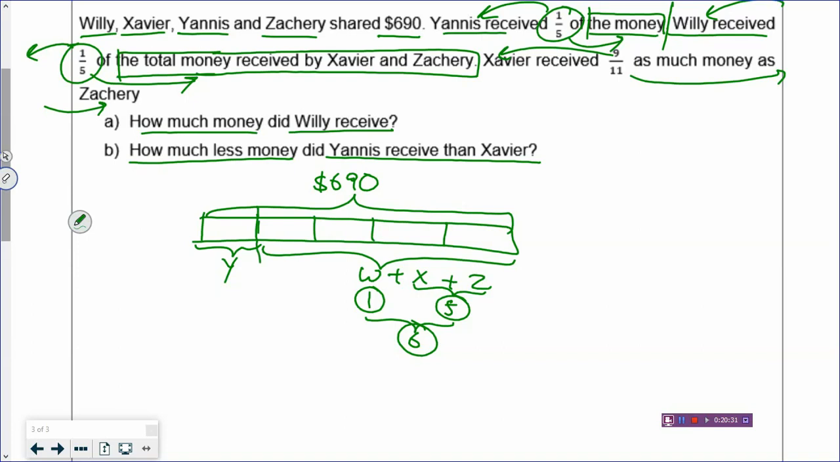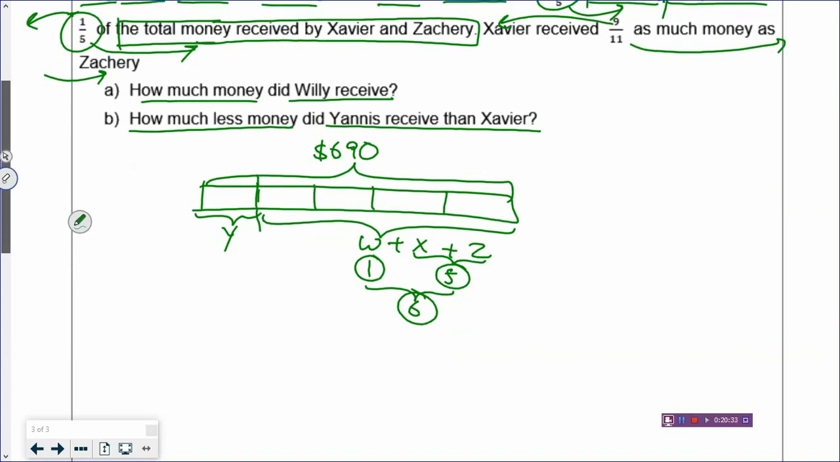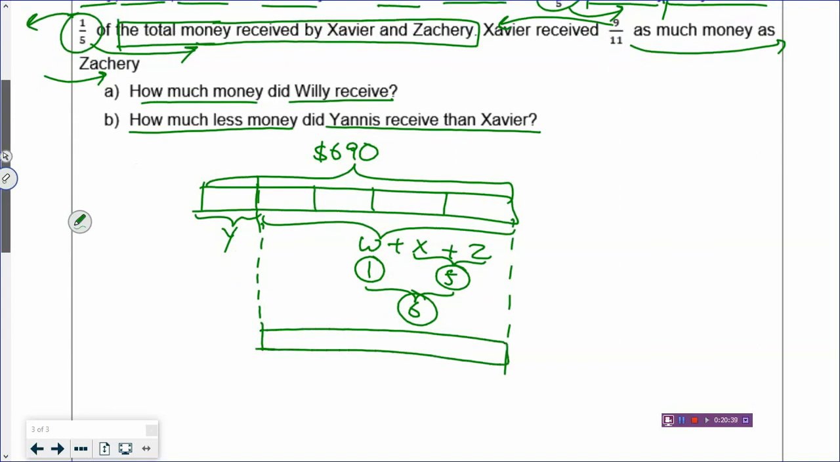But how to cut into 6 boxes? So whatever you cannot cut, you drop down. One of the guidelines to model drawing is what you cannot cut, you drop down and cut into 6. Now you can cut into 6 boxes already. And not only that, you can still label. Willie has 1 box, and Xavier and Zachary have 5 boxes.